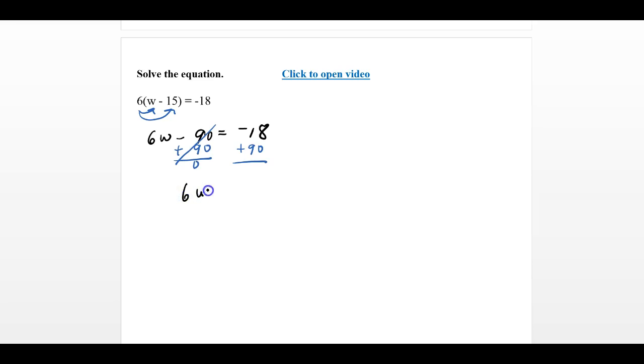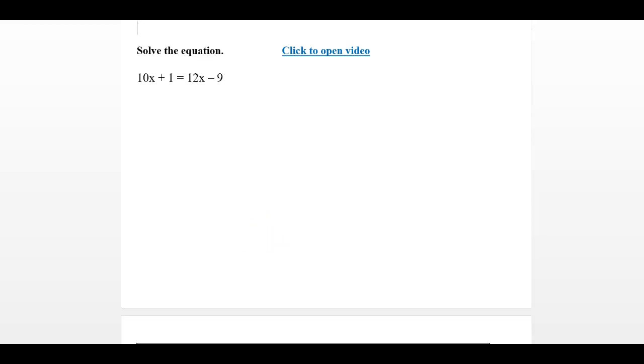Now that we're left with 6w equals 72, our remaining step is to divide by the coefficient of the variable. Our coefficient is a positive 6, so I need to divide both sides by 6. Since the 6's divide out positively, we have a remaining w equals 12.